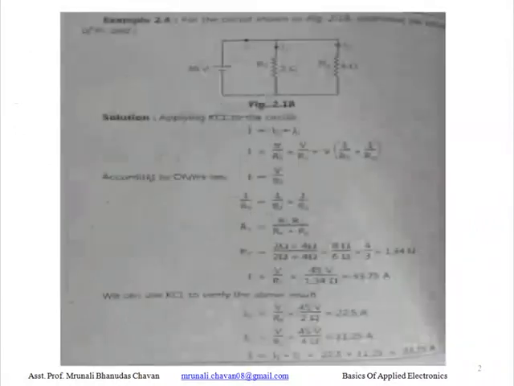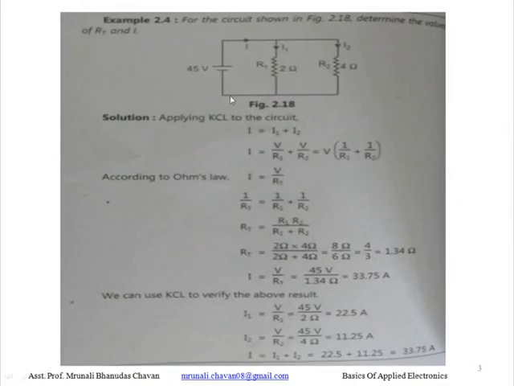Let us see another example. Here in the figure shown, a 45 volt voltage source is applied. I is the series current. This series current gets divided into these two resistors because two resistors R1 and R2 are connected in parallel. So what we have to find out here, we have to determine the value of RT and I.